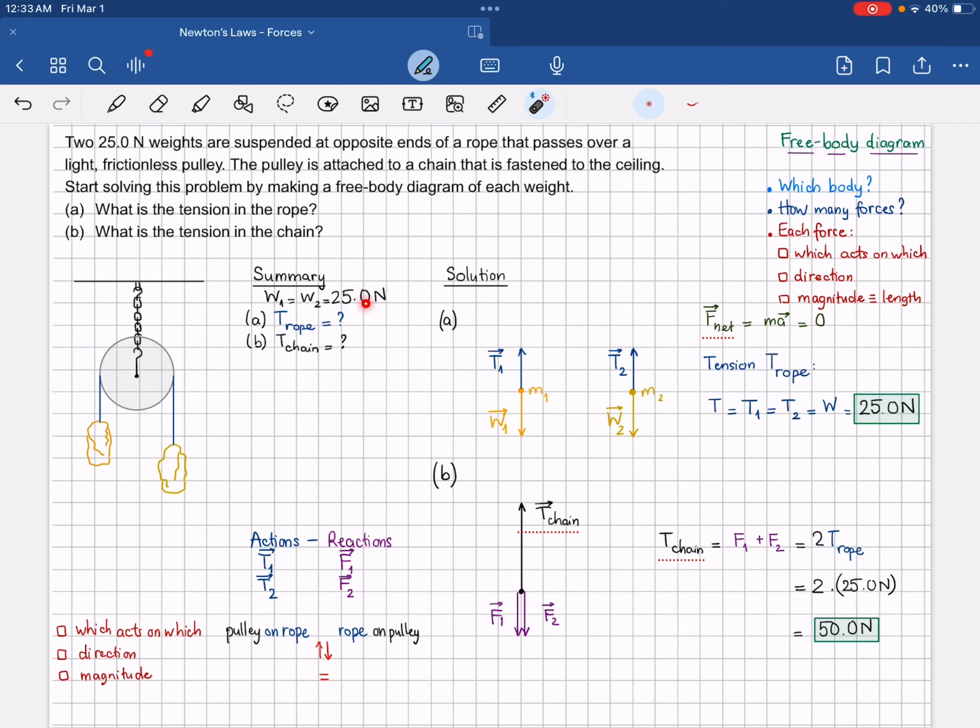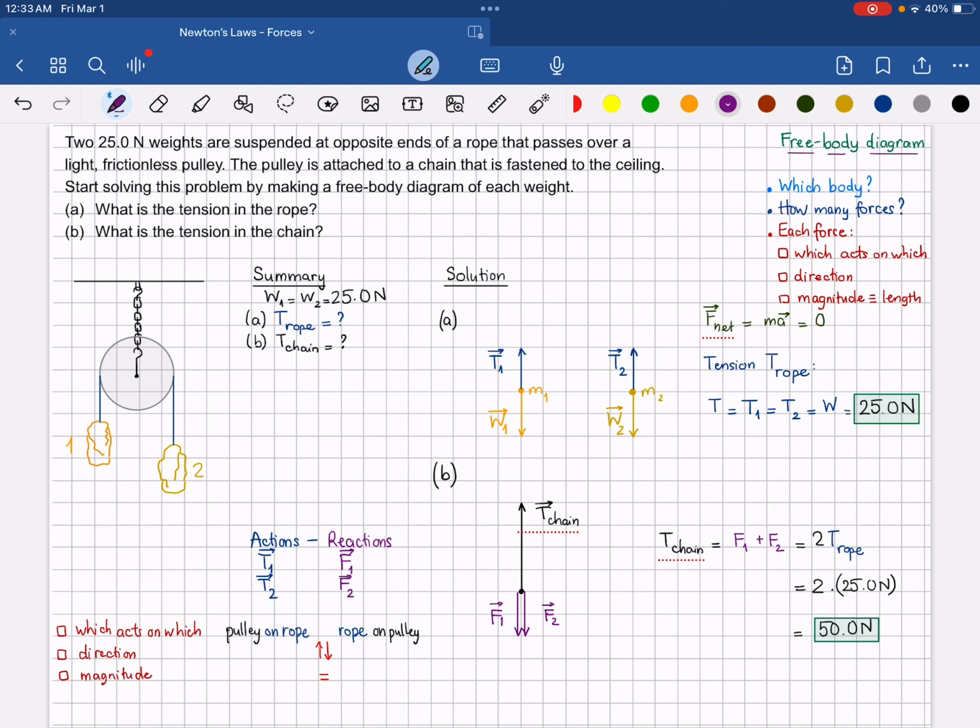So this is the summary. We have weight 1, weight 2. So let's say that we have two objects here. Let's label them 1 here, and this is object 2. There are two bodies. So what is a free body diagram?